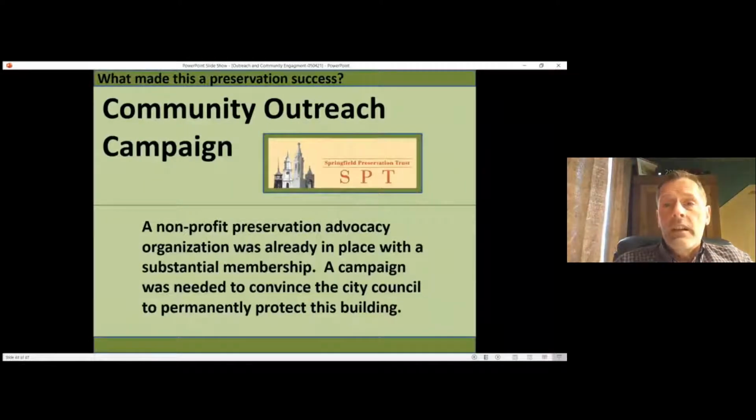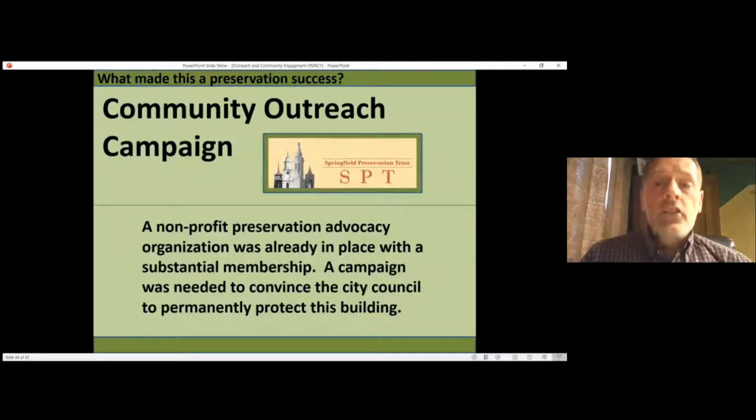There's a nonprofit organization in Springfield, the Springfield Preservation Trust. This nonprofit advocacy organization already had a substantial membership, and they were ready to move within that 9-month demolition delay period to quickly take the next steps. They ran a campaign to all of their members, with lots of social media and lots of phone calls, a big campaign to try to convince the city council to figure out a way to permanently protect this building.